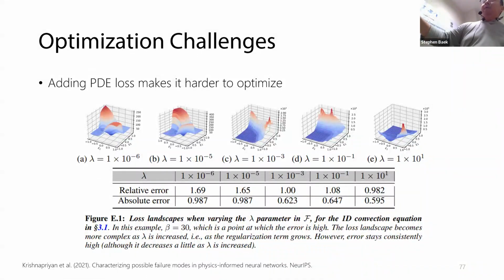Here's the comparison of the training error of the prediction for a 1D convection problem. And here, lambda is the physical parameter. So obviously the physical parameter also determines the landscape of the loss function.